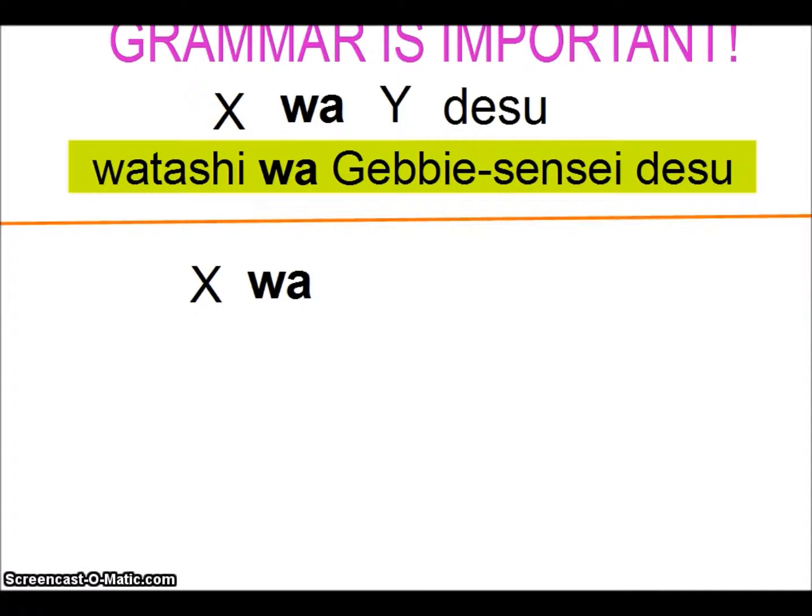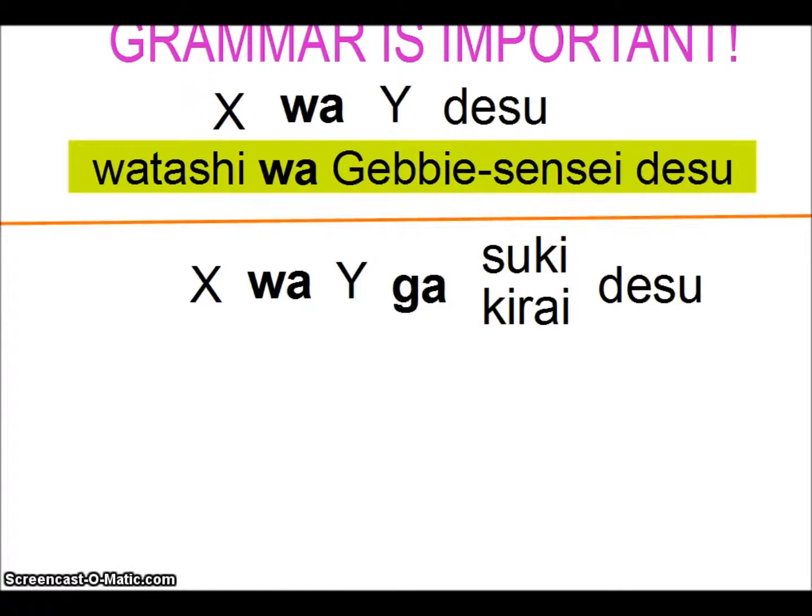We also know X wa Y ga suki or kirai desu. So X wa Y ga suki desu. We recall that means X likes Y. A lot of times you end up talking about yourself because you know your likes and dislikes. So, I like apples. The girl likes apples. It doesn't have to be about a person. It can be the horse likes apples, or you could say the squirrel doesn't like apples.